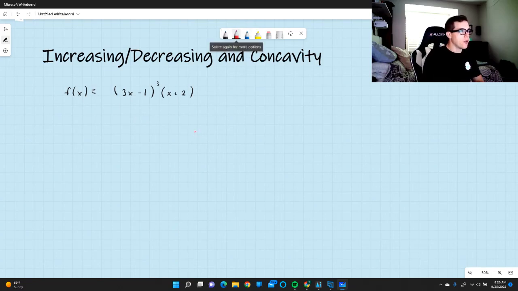So to find where a function is increasing and decreasing, we start by finding the critical points, or where the function has a horizontal tangent, or where a function has relative maxes and mins. All of those are the same thing. So we take the derivative to do that. Derivative of the first, which is a chain rule, so times 3, because it's the chain rule, times x plus 2, original second, plus derivative of the second, which is 1, times original first.